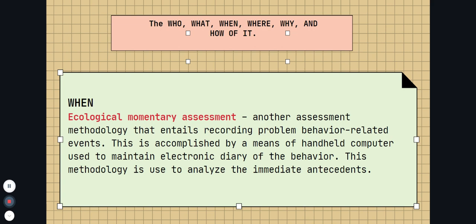So next, the ecological momentary assessment. Another assessment methodology that entails recording problem behavior-related events. This is accomplished by means of a handheld computer used to maintain an electronic diary of the behavior. This methodology is used to analyze the immediate antecedents, not retrospectively but as they occur. From the word momentary, the assessment is done every time the person performs the behavior.